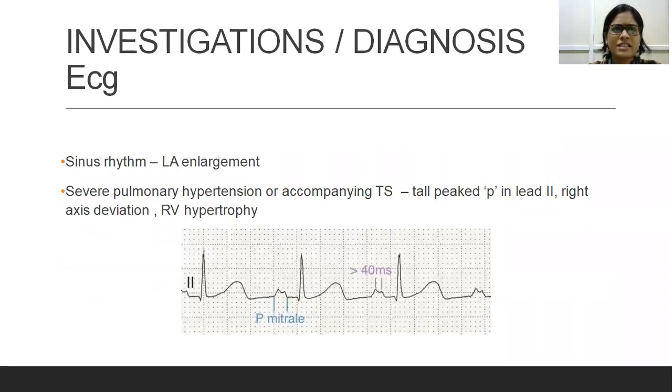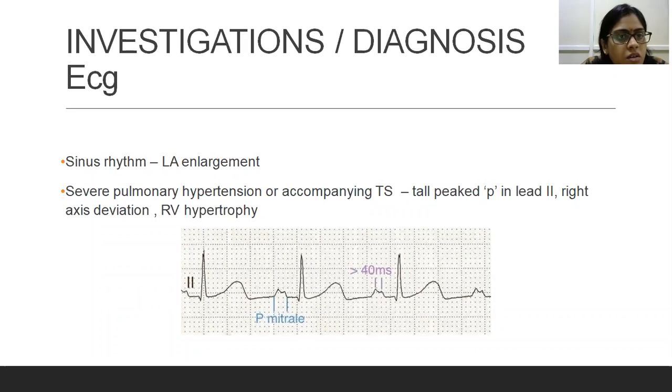So coming to investigations and diagnosis, you do an ECG, you do an echo, both transthoracic echo as well as transesophageal echo. You can also do a cardiac CT, a cardiac MRI. In addition, you can do a stress test or exercise 2D echo.